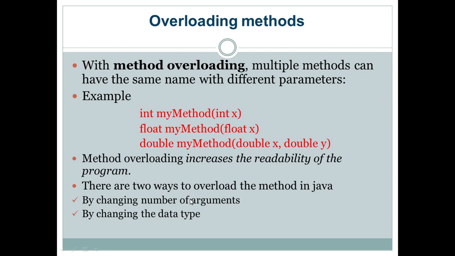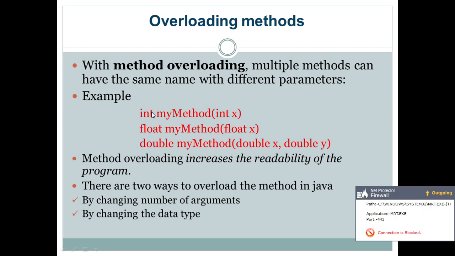Now next is method overloading. So what is method overloading? Method overloading means methods having the same name but different in parameters or different in return type. So why do we use method overloading? By using method overloading, we can use multiple methods having the same name. So it increases the readability of the programs, right?